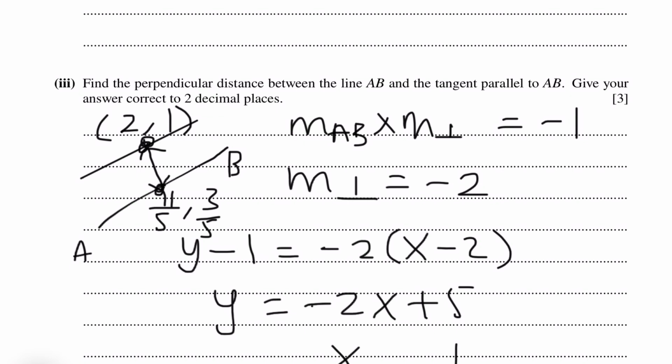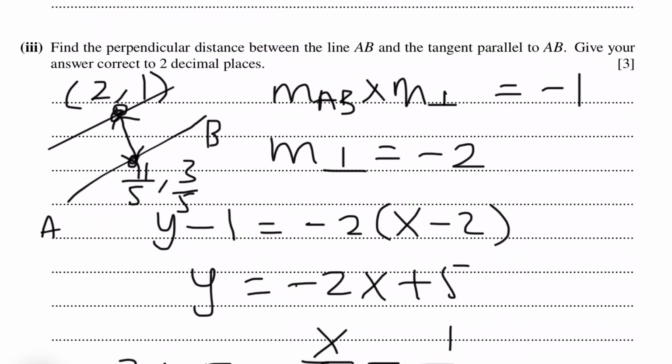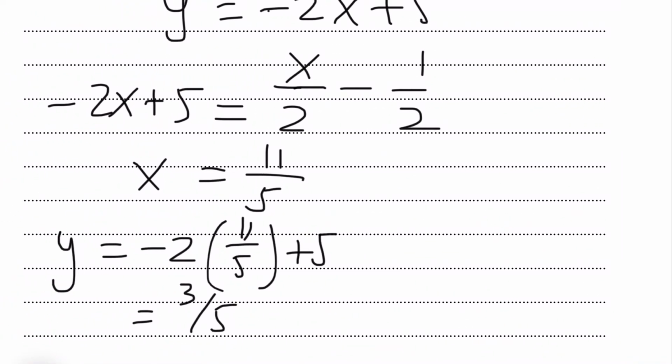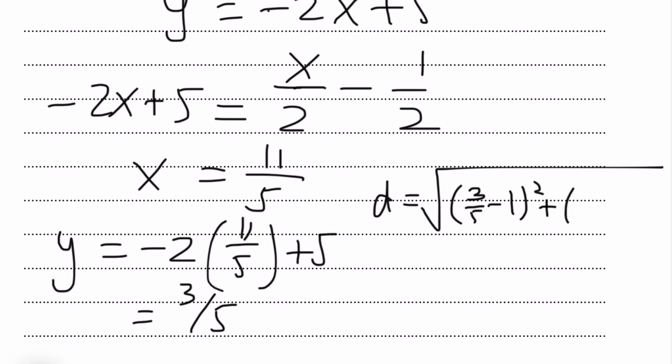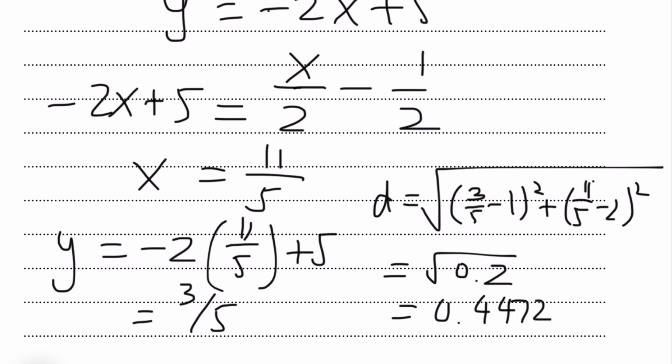Now you can just find this perpendicular distance by using the equation. D is equal to the square root of (y2 minus y1) squared plus (x2 minus x1) squared. So this will be equal to the square root of 0.2, which is 0.4472 or 0.45 units.